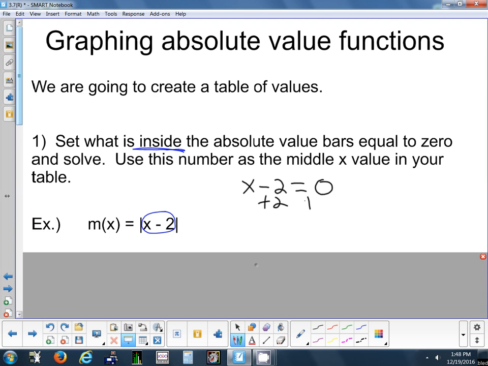Add 2 to both sides. So what does x equal? 2. Okay, we're just going to circle that number, we're going to remember it, we're going to need that in the next step. And we're going to use that number in our next step when we start to make our table.